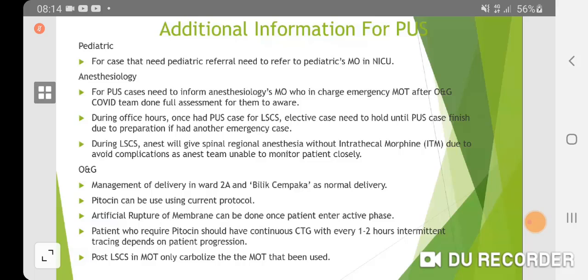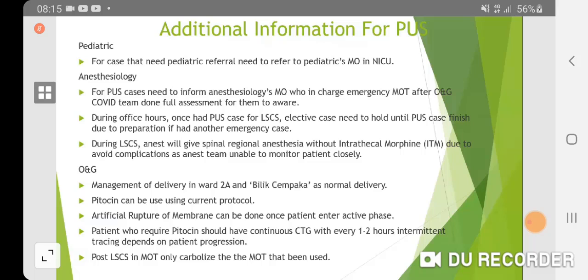And for anesthesiology, for PUS cases, we need to inform the NSMO who is in charge of the emergency MOT after the O&G COVID team is done with the assessment so that they can be aware. By right, this is from our meeting with NS and also with the pediatric teams. The NS team wants to know so that they can prepare earlier.